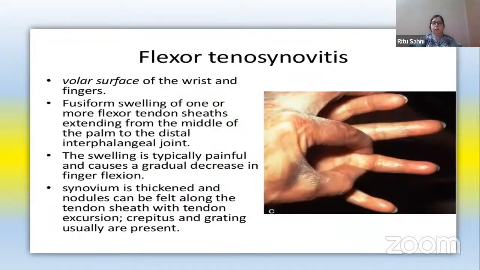This is flexor tenosynovitis, the inflammation on the volar surface of the wrist and the finger, fusiform swelling of one or more flexor tendon sheaths, towards the middle of the palm and the distal interphalangeal joint. This swelling is typically painful and causes a gradual decrease in the flexion, and the synovium is thickened and nodules can be felt along the tendon sheath. So here they will feel that there are some nodules. It will also not allow the working because of the swelling. So this is the inflammation in the tendons, so the flexion will not be possible.